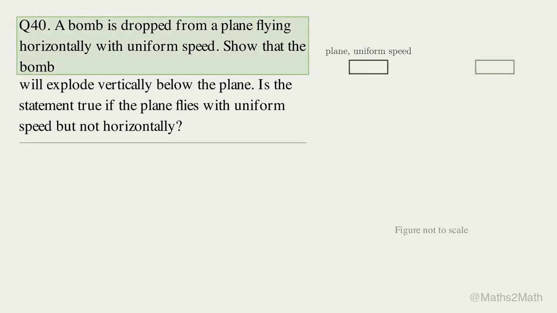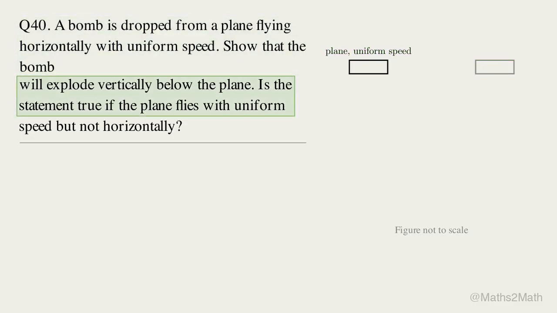Question 40. A bomb is dropped from a plane flying horizontally at uniform speed. Show it explodes vertically below the plane. And is that still true if the uniform velocity is not horizontal? What does this mean? Compare the horizontal motions of the plane and the bomb after release.